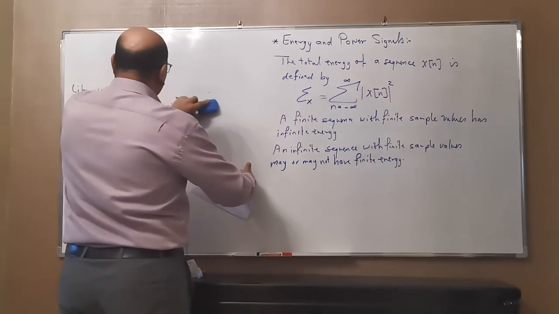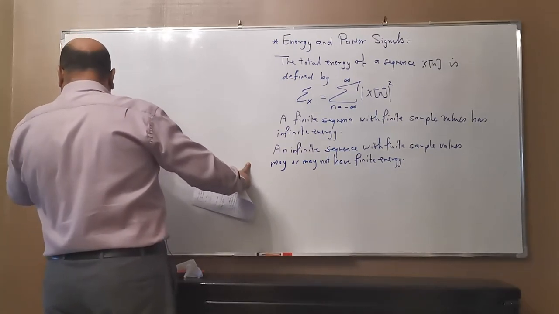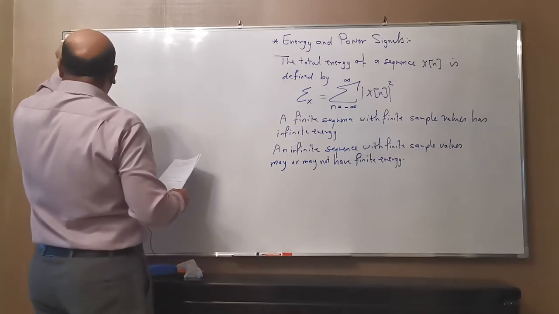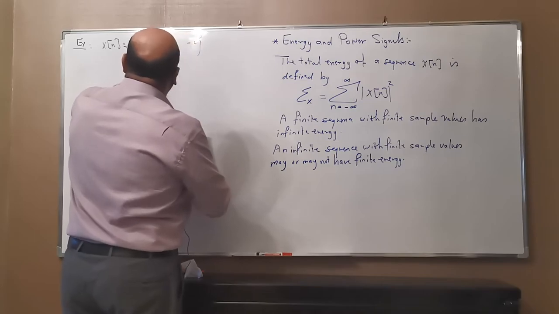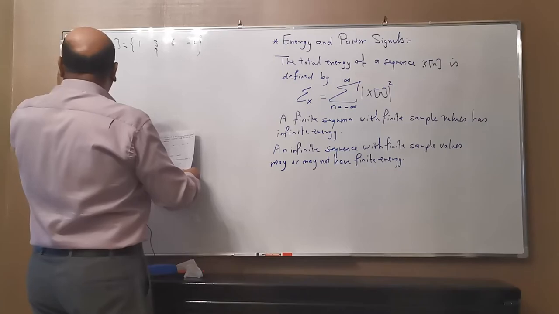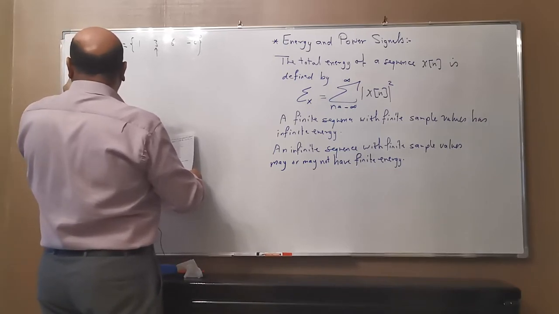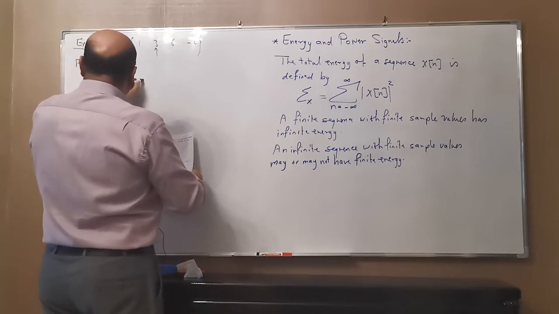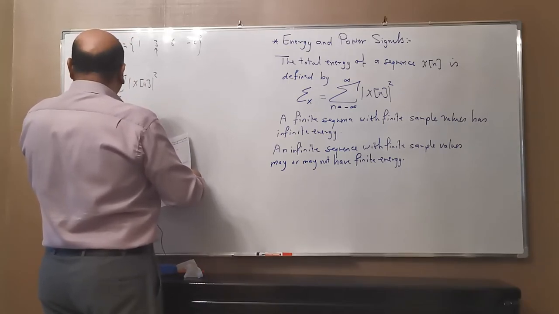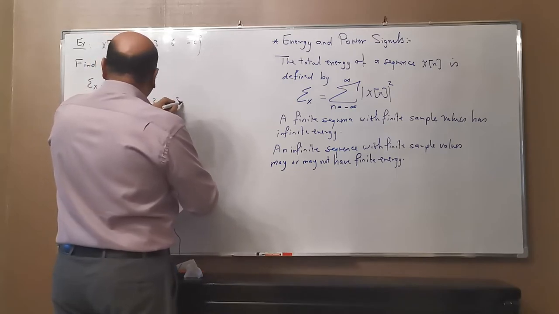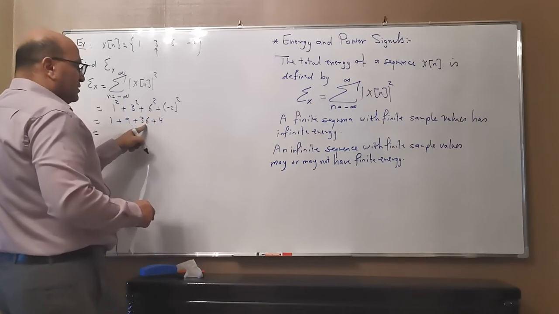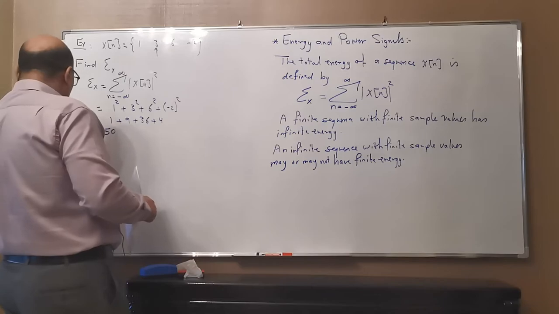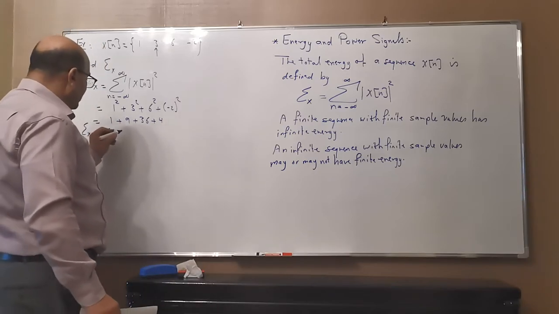Let's see some examples to state our point. Let's take x of n to be finite, with values 1, 3, 6, minus 2, and we have 0 elsewhere. Find E sub x. So E sub x is equal to the summation of the magnitude of x of n squared from n equals minus infinity to infinity, and this equals 1 squared plus 3 squared plus 6 squared plus minus 2 squared, which is 1 plus 9 plus 36 plus 4. So we have 4 plus 36, 40, 49, 50. So our E sub x is equal to 50. So this is a finite amount of energy. This is 50 units of energy.